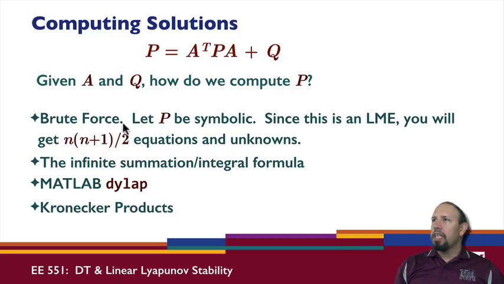Well, there's the brute force method. Again, let P be symbolic. If I pick Q and I have A, I can solve for P from this equation. That will give me some equations and unknowns, and I solve them. I can use the infinite summation formula. In discrete time, I can use dlyap. That should say dlyap. I can also solve it using Kronecker products. I'm not going to go into that here. So I have means of solving these equations.